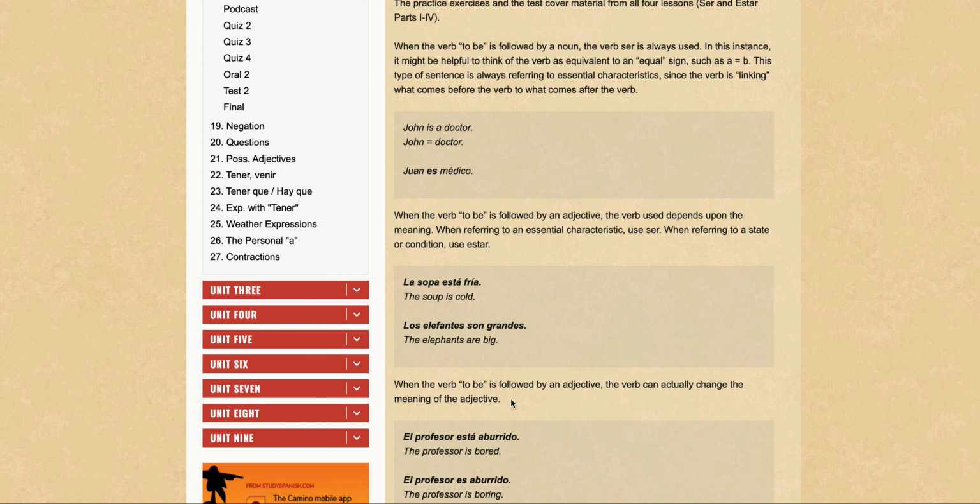And on the other hand, we're talking los elefantes son grandes. So the elephants are big. Big is the adjective, but in this case, we are saying that elephants are big. It's a characteristic, and therefore we use the ser form as third person plural, because you're talking about elefantes, plural.